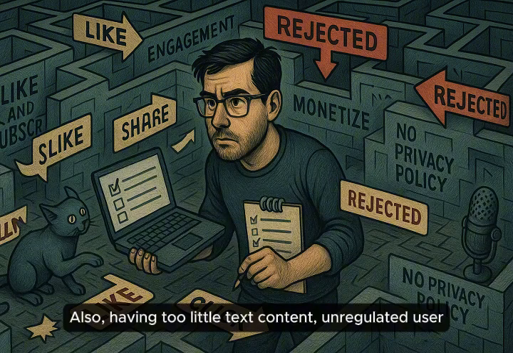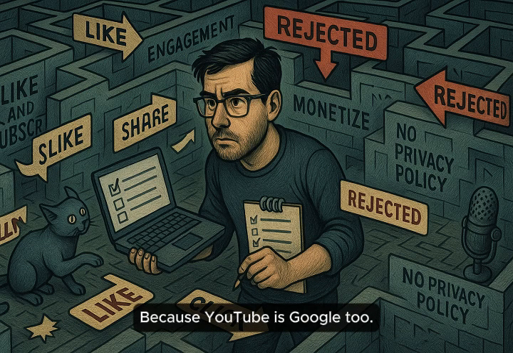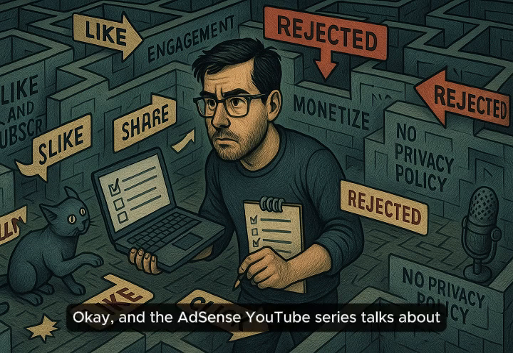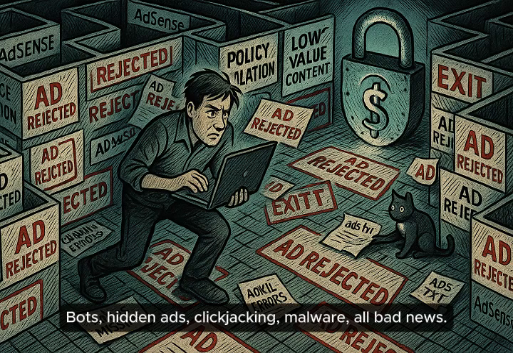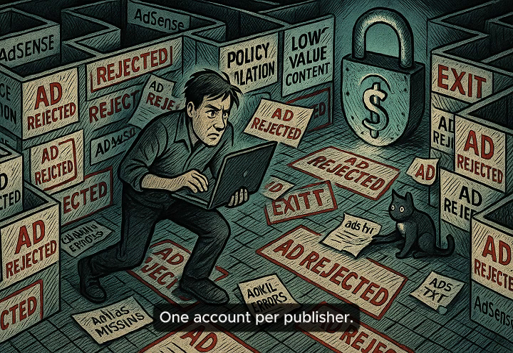Also, having too little text content, unregulated user comments, even ads on pages that help download YouTube videos. Because YouTube is Google too. Okay. And the AdSense YouTube series talks about invalid traffic, bots, hidden ads, clickjacking, malware. All bad news. And only one AdSense account per person, right? Fundamental rule. One account per publisher.